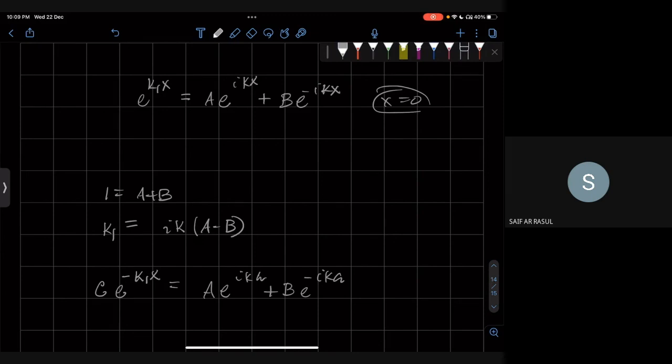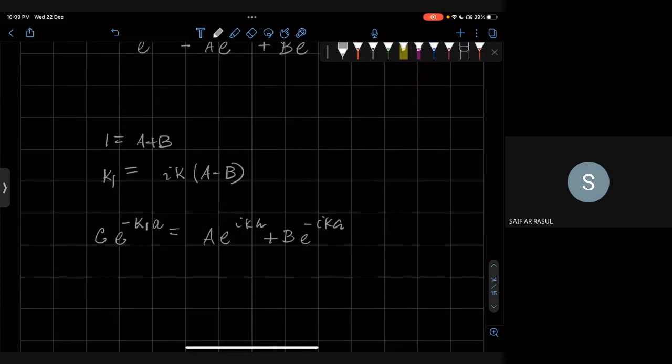Okay, so what did I do wrong here? I should have had an a here, right? Okay. And then if I take the derivative, it's minus k1 C e to the power minus k1 a, and on the right, ik times the derivative, A e to the power ika minus B e to the power minus ika, okay? So these are the solutions.